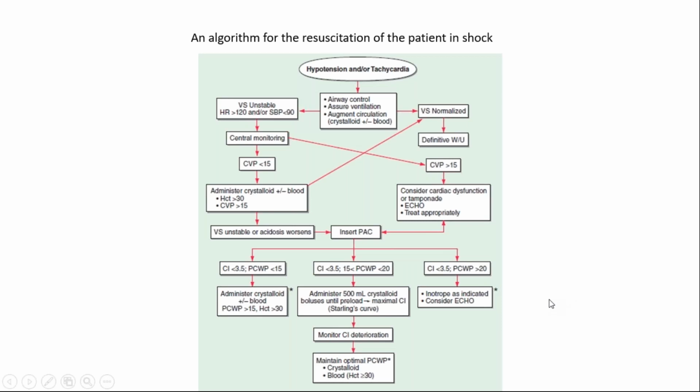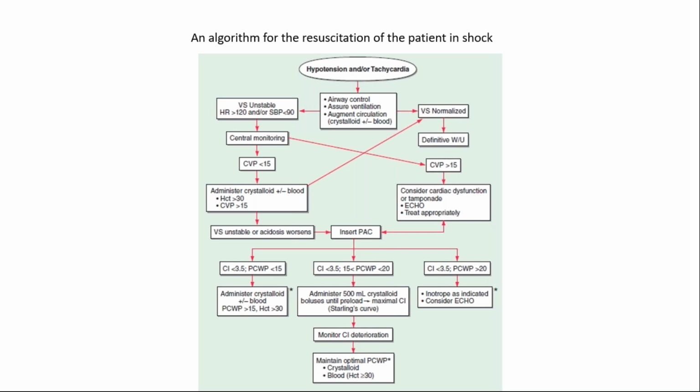This is an algorithm for resuscitation of patients in shock, hypotension, and/or tachycardia. Always look for airway control, assure ventilation, and augment circulation by providing IV crystalloids.